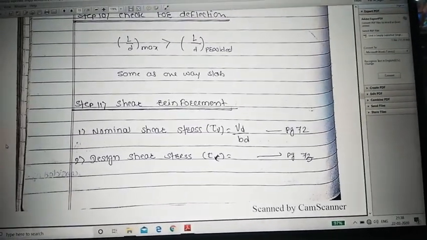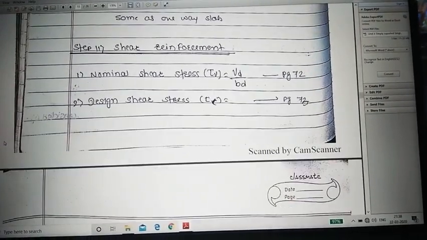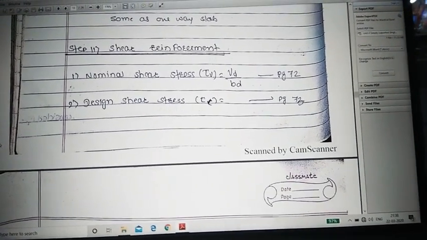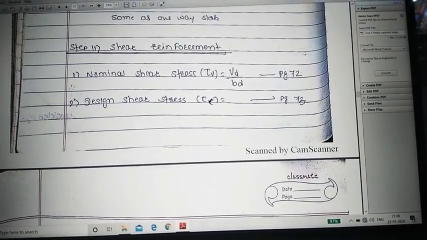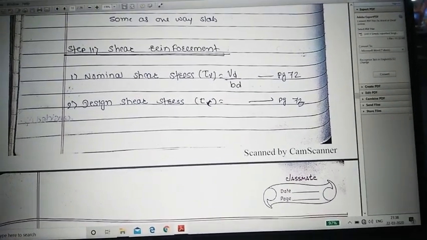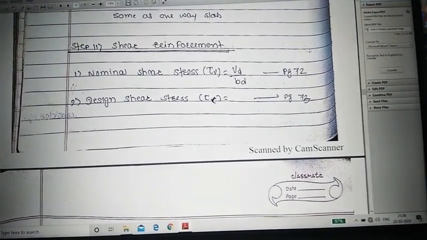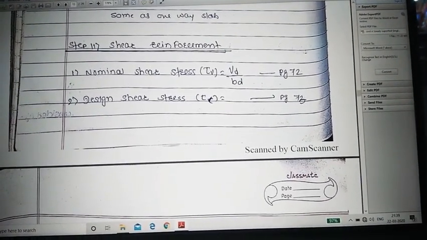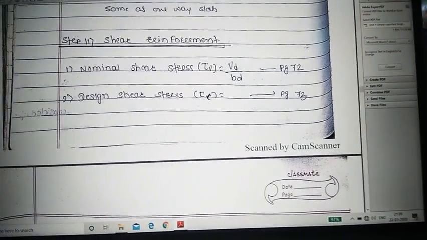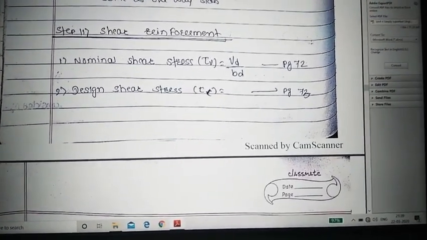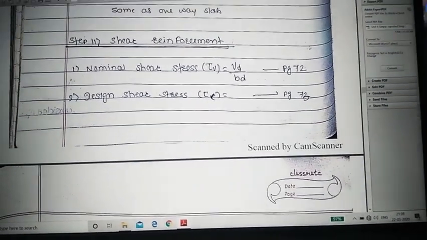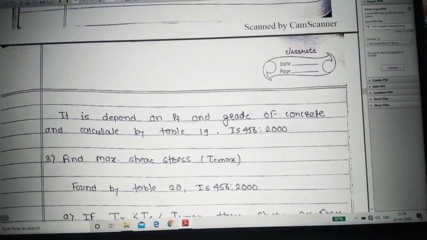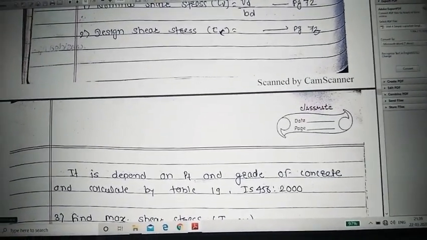Now if your deflection check is satisfied, then go to the next step, that is shear reinforcement. For shear reinforcement, first calculate the nominal shear stress, that is tau v, and the formula for tau v is Vu divided by bd, which is given in IS 456 on page number 72. After that, calculate the design shear stress, tau c. The formula as well as the table required to calculate tau c is given on page number 73. Table number 19 of IS 456, you can refer to calculate the value of tau c.